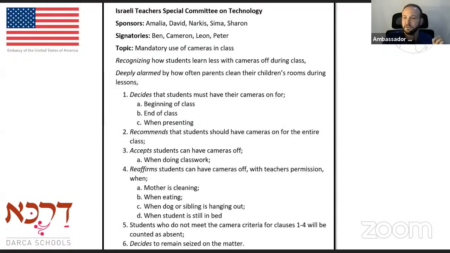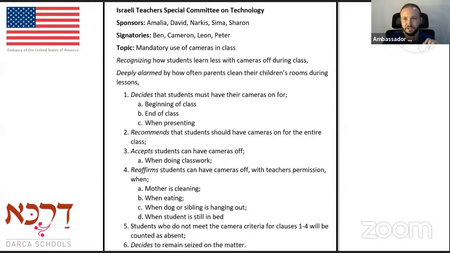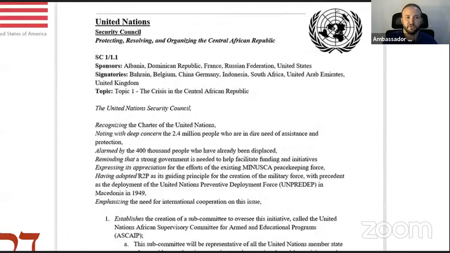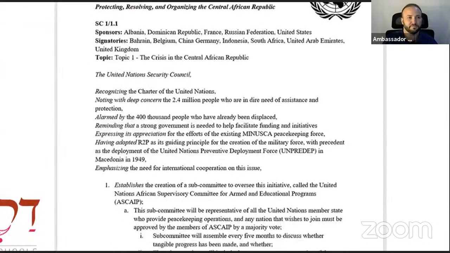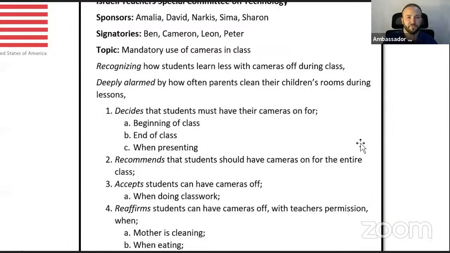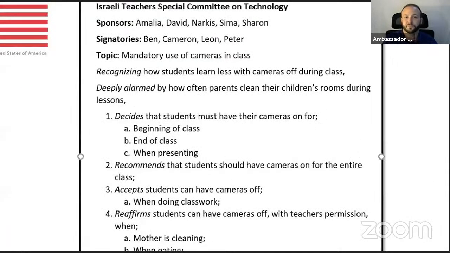Can we all read what it says here? Can you enlarge it a little bit? I can. Okay, so what we have here is a draft resolution from a class from the teachers' training professional development I did during, I think, the first or second lockdown. And we made a resolution on camera use in classrooms. So I'd like Hannah to please read us the draft all the way through, and we'll see how what we just learned comes into play over here.